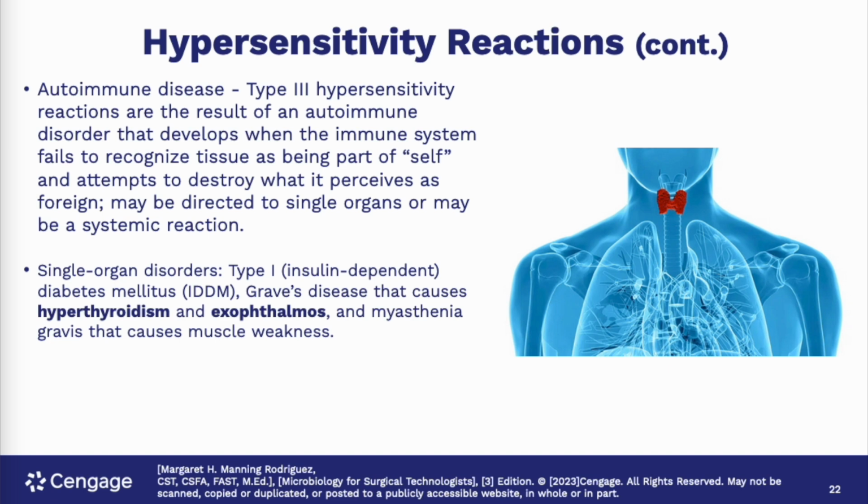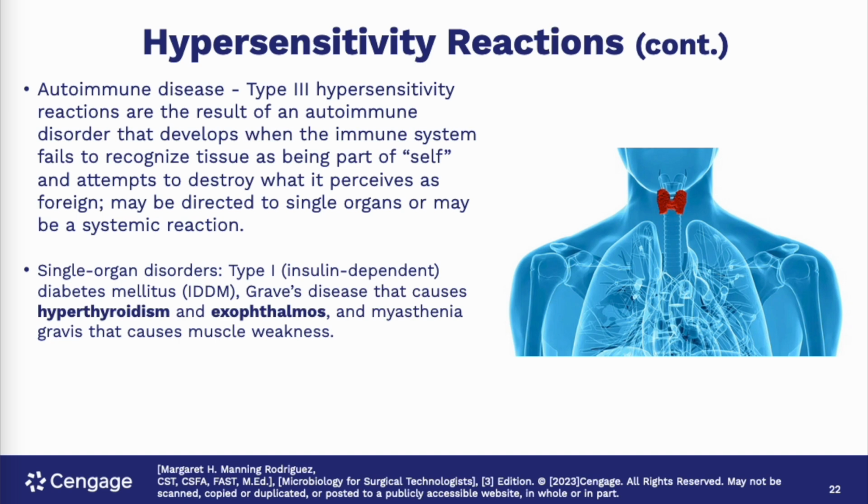Now, type 3 hypersensitivity. This occurs when the immune system mistakenly targets the body's own tissue as foreign and tries to destroy it. This can affect specific organs or the entire body. So here are some of the examples. Rheumatoid arthritis, lupus, multiple sclerosis, scleroderma, Crohn's disease. There are also single organ autoimmune disorders like type 1 diabetes, where the patient is insulin dependent, Graves' disease, hyperthyroidism, and that bulging eye. And then you have myasthenia gravis, which is muscle weakness.